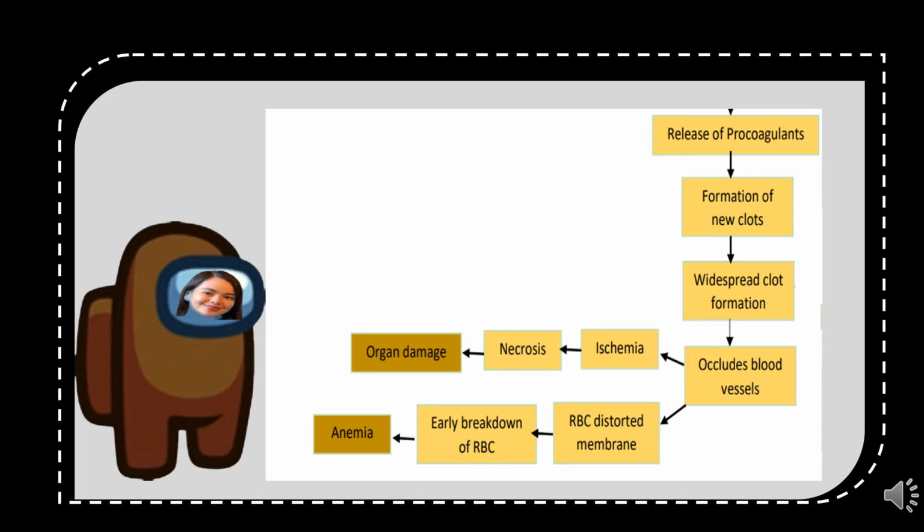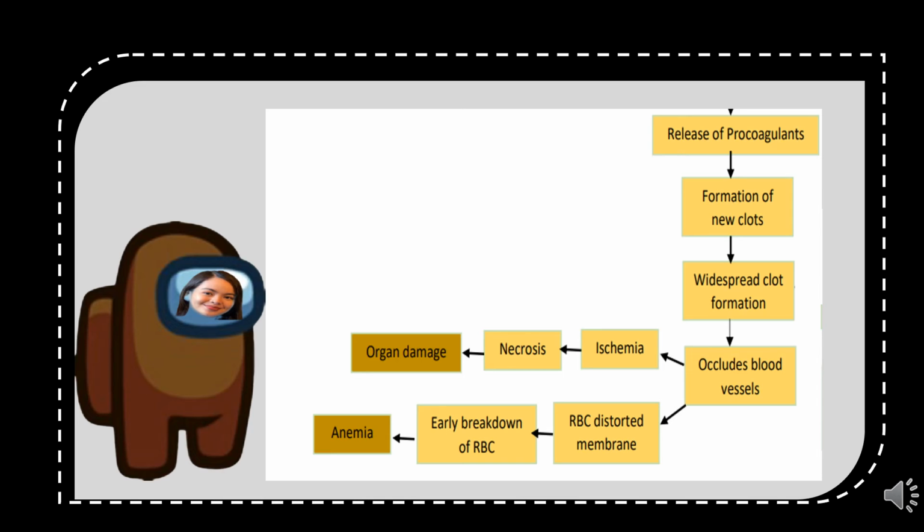Imagine a scale. To maintain blood homeostasis, the scale should weigh the same to keep its balance. The clot formation and clot breakdown should be equal. In DIC, there is imbalance. That is why too much clotting and bleeding happens, and there are clinical manifestations seen on the patient. So how does this happen in DIC?